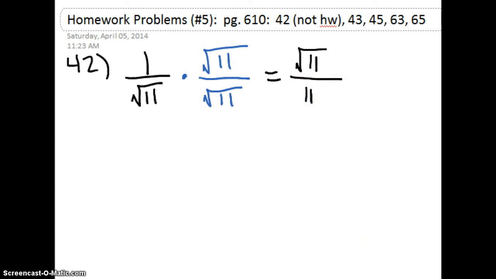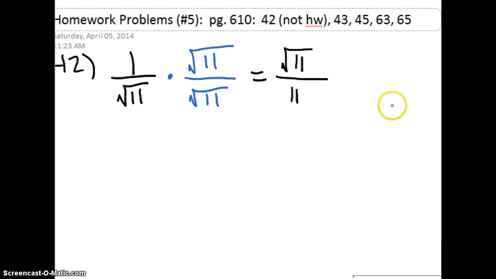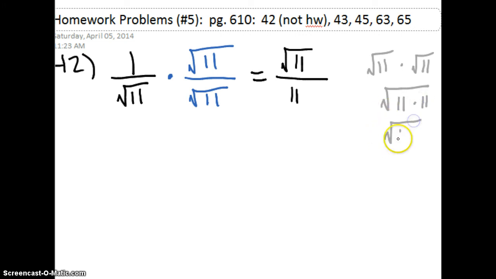The reason for this is, I'll explain this two different ways. If I have the square root of 11, and I multiply that by the square root of 11, I could combine those two 11s to be square root of 11 times 11, square root of 121, which is just 11.